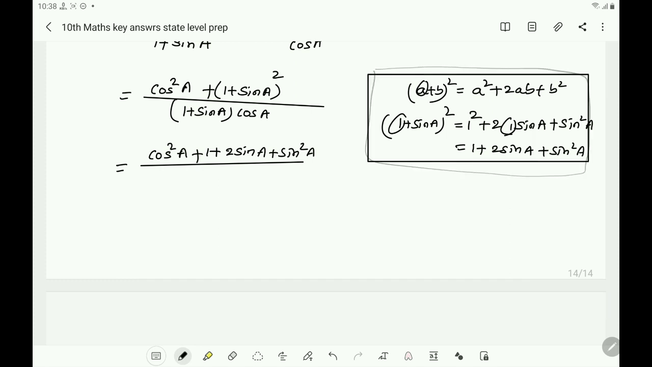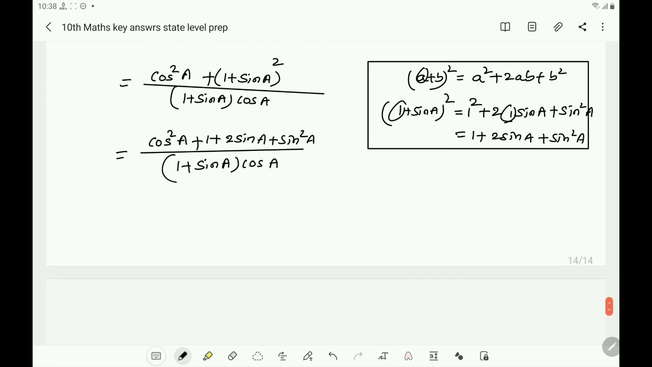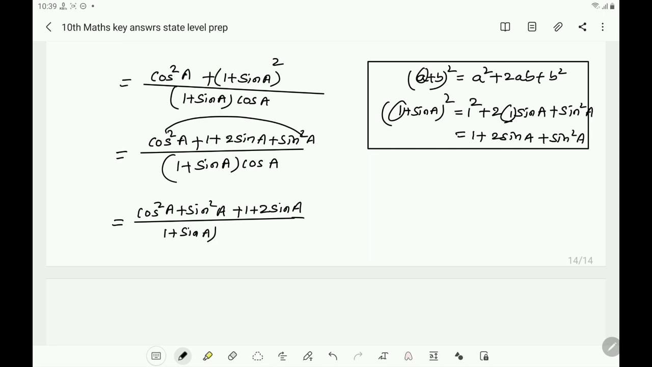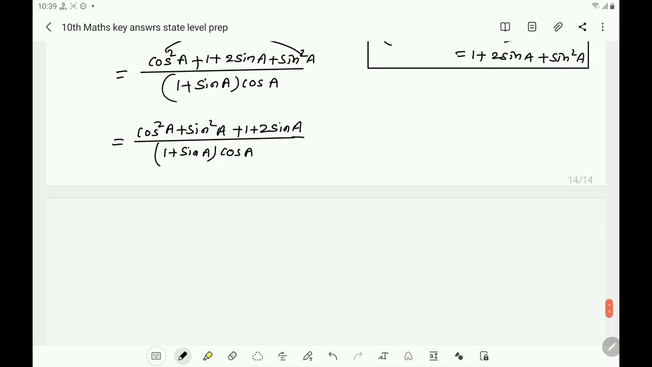According to this, that divided by 1 plus sin A into cos A. Then cos square A plus sin square A, bring them together. Cos square A plus sin square A plus 1 plus 2 sin A. Here we have to rearrange the terms for our convenience. Then you write this denominator as it is, 1 plus sin A into cos A equals. According to the identity, you know that cos square theta plus sin square theta is 1. Similarly, cos square A plus sin square A is also 1. 1 plus 1 plus 2 sin A.